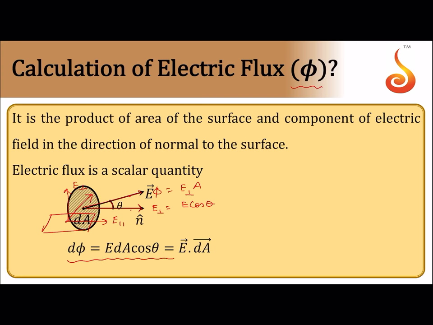This is an important result that you want. D phi means a small amount of flux. Why is it a small amount of flux? Because the area I have, dA, is a small area. So the little flux going through the small area is given by E bar dot dA bar, and E bar dot dA bar is nothing but E into dA into cos theta. Kindly note that down.